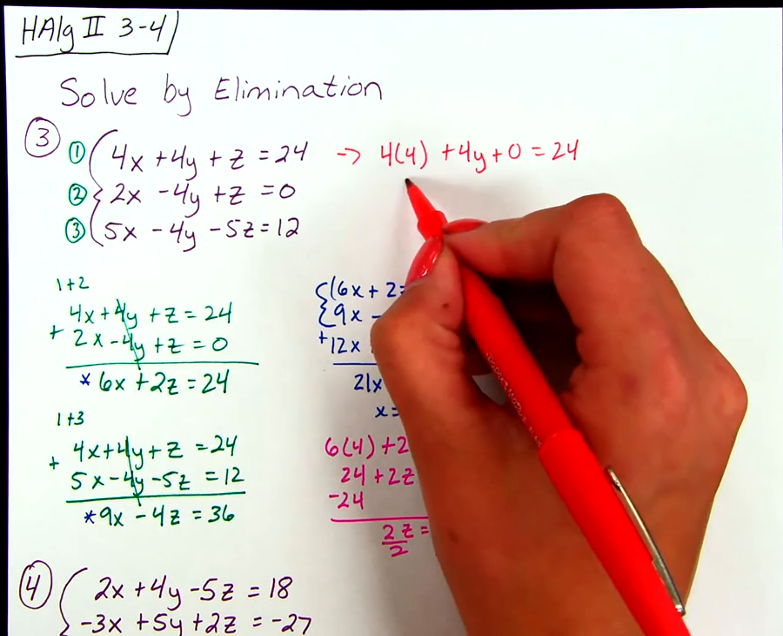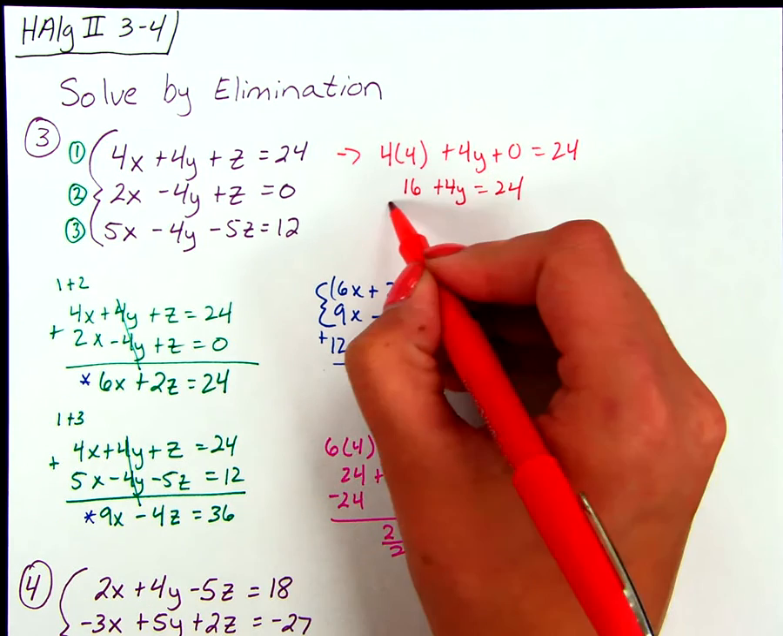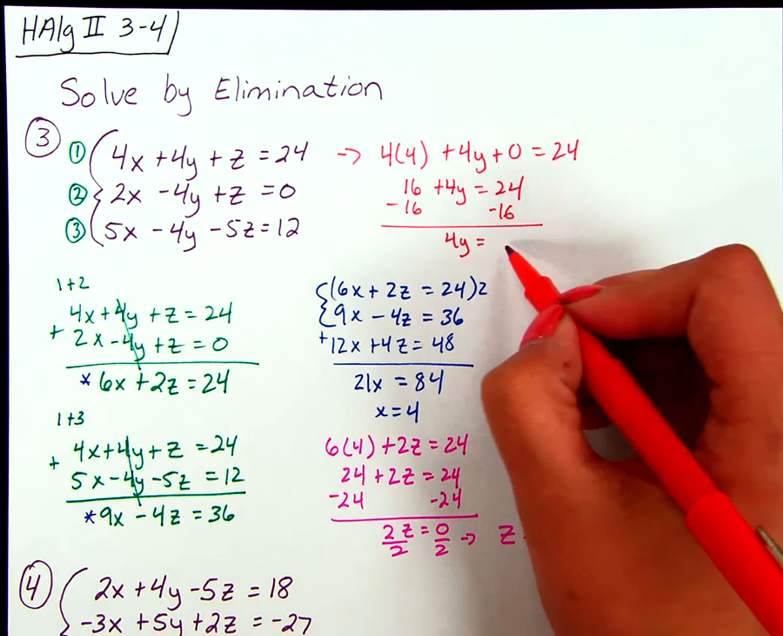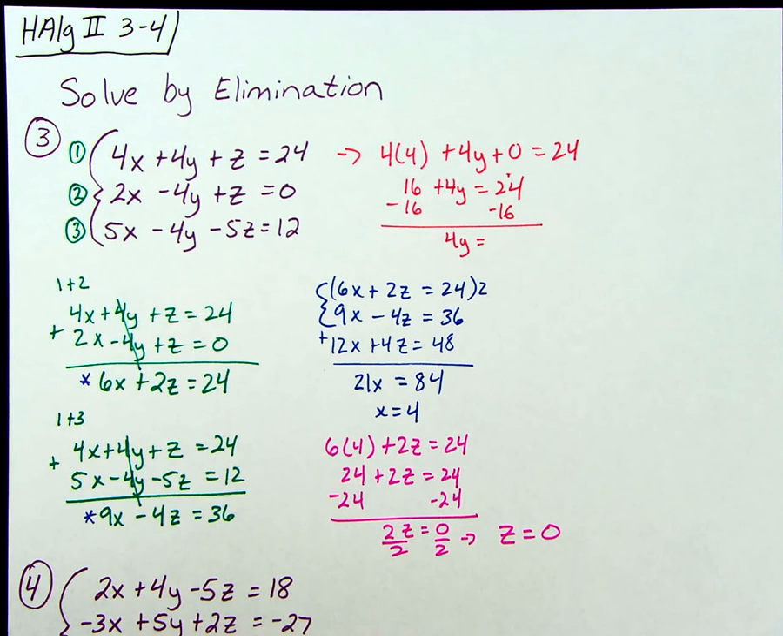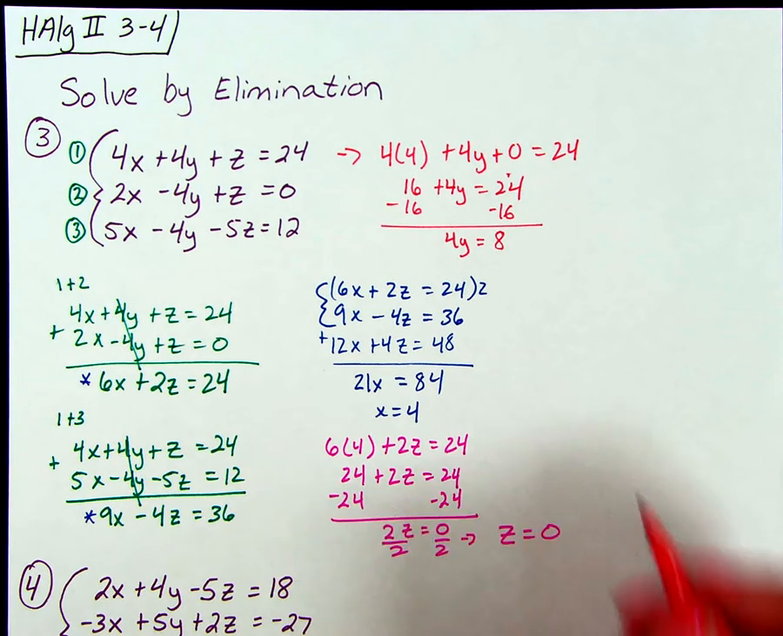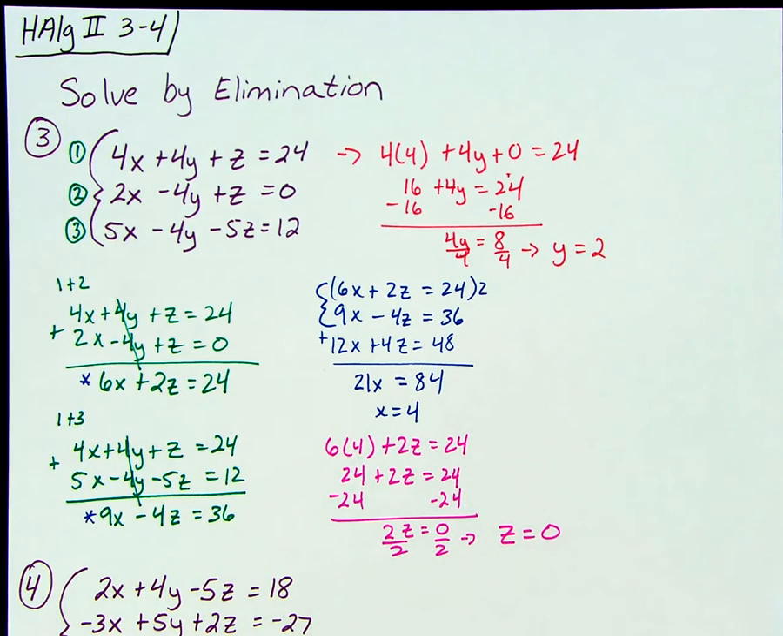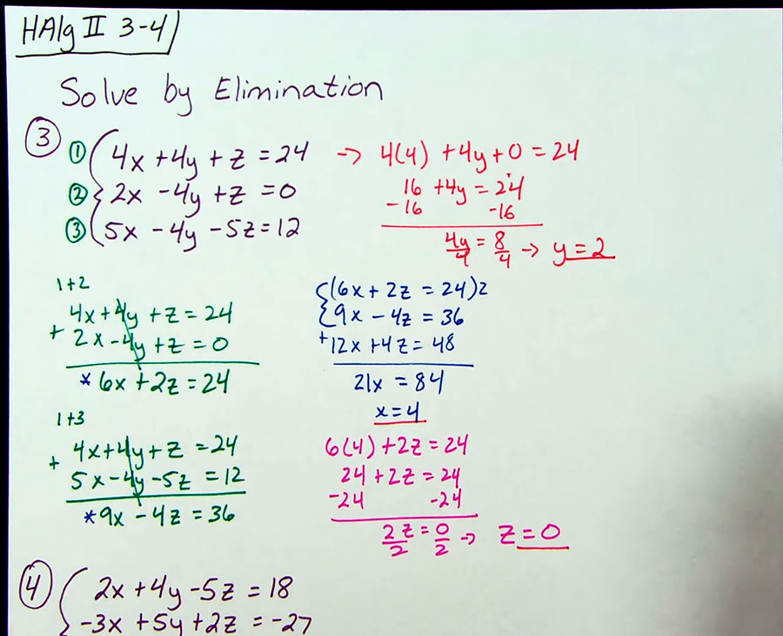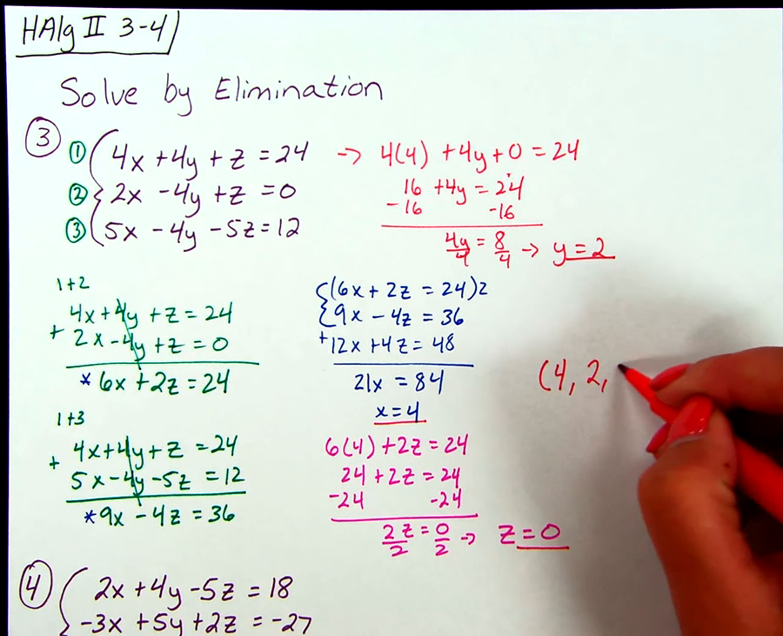So simplifying, that would give us 16 plus 4y equals 24. Subtract the 16. So 4y equals, no, sorry, 8. That's going to be 8. And then we would divide both sides by 4. So y equals 2. And then again, we take our x, our y, and our z, and we write our final answer as an ordered triple. So this would be 4, 2, 0 is our final answer.